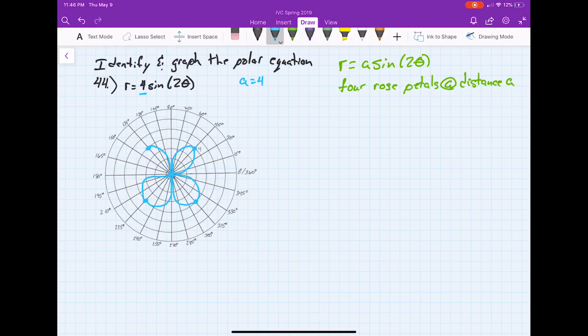None of them actually look the same as the other, so I guess it doesn't really matter. But there you go, number 44.